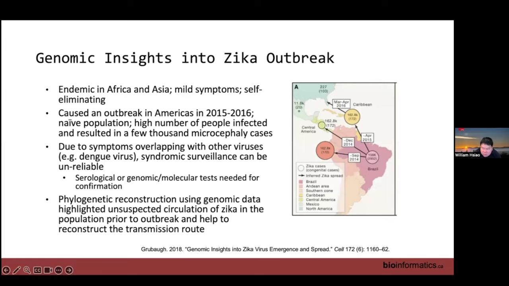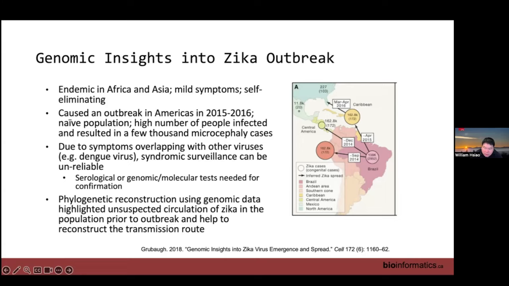And if pregnant women caught the virus at a specific time during the pregnancy, then it can have a lasting effect on the fetus. Apparently microcephaly is just one type of more severe form of that effect, but there are many other long-term impacts on the health of the infants when the mother was infected with Zika virus.